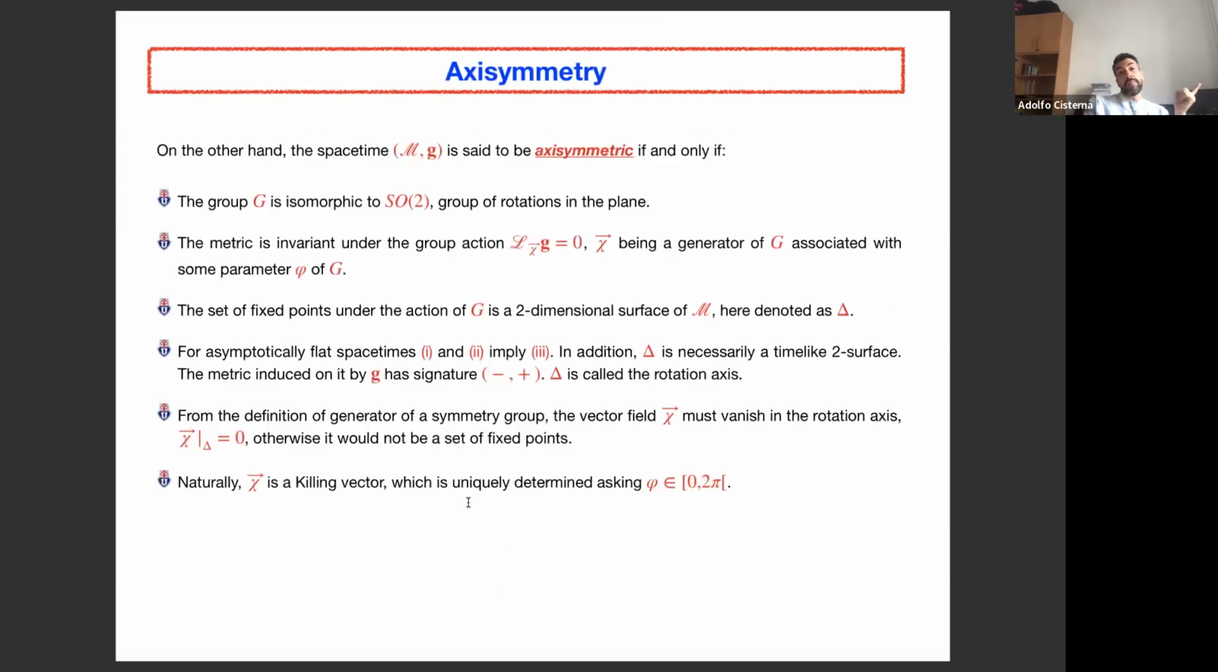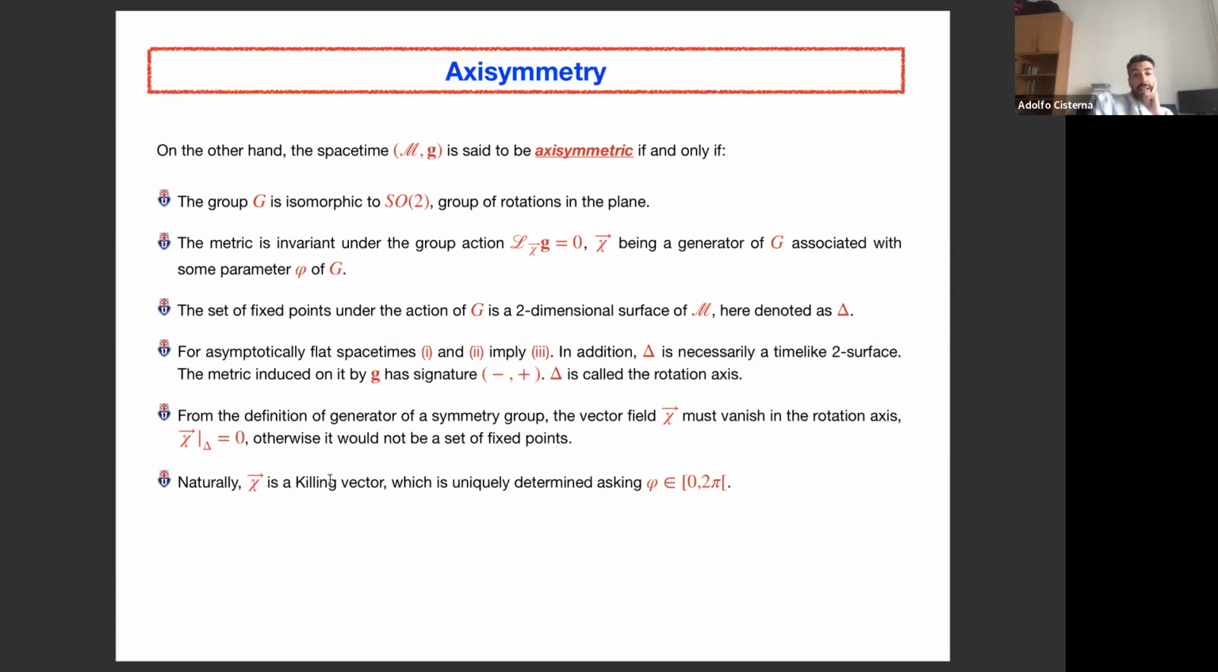On the other hand, you have axisymmetry, and then it's the same story, but now there is another group which is homomorphic to SO(2), the group of rotations in the plane. And then you say that the metric is invariant under this group of rotations, K being the generator associated with some parameter we are going to call phi.